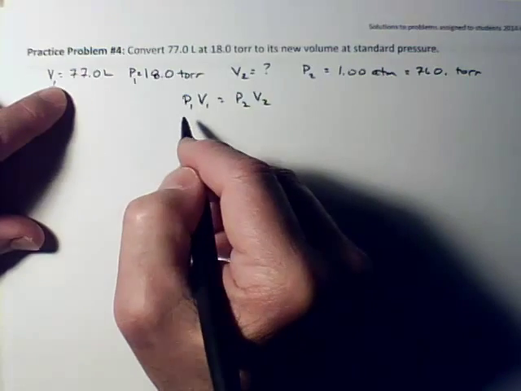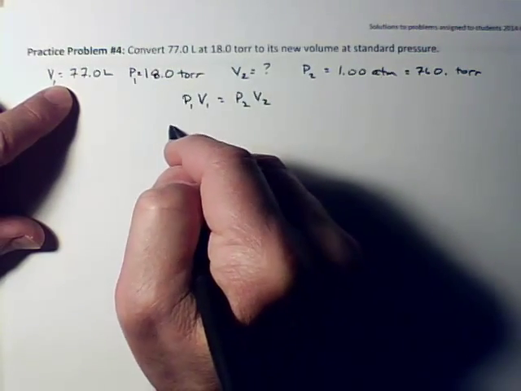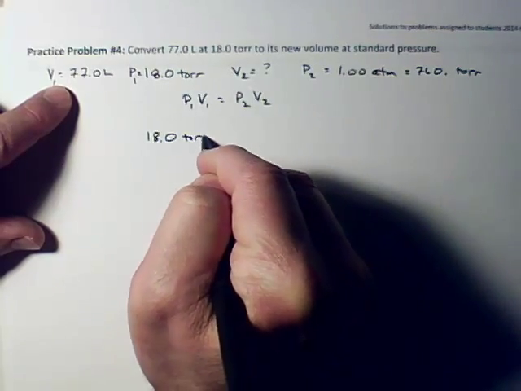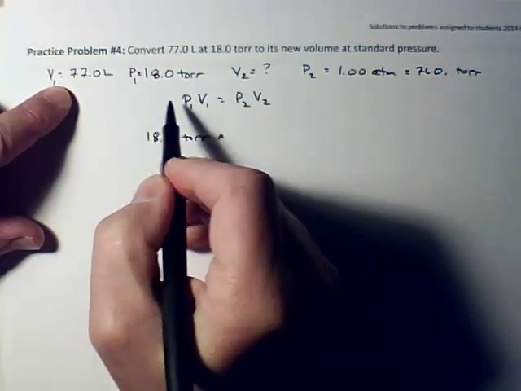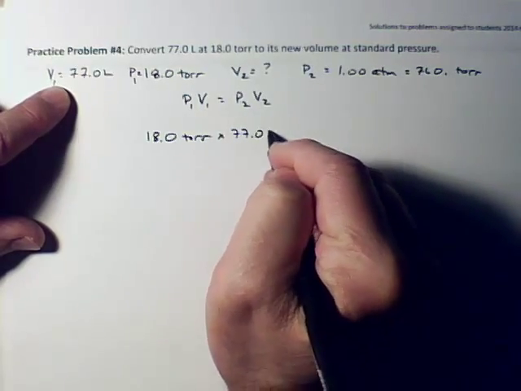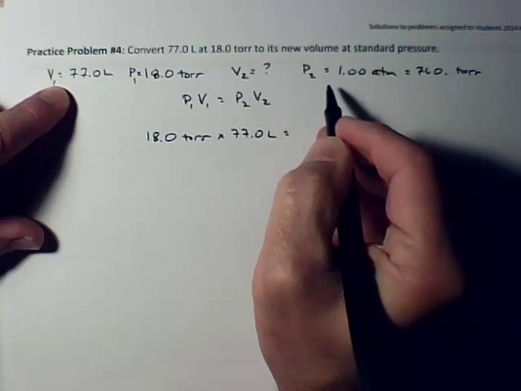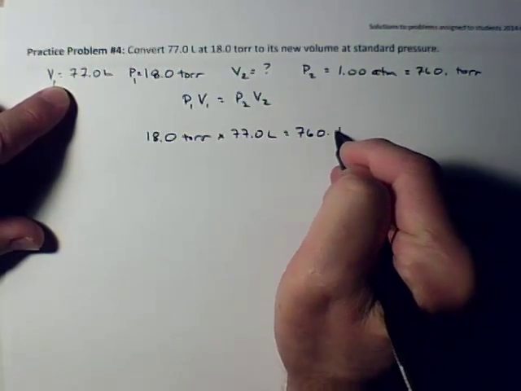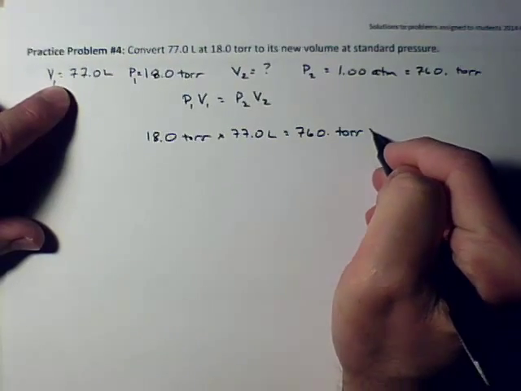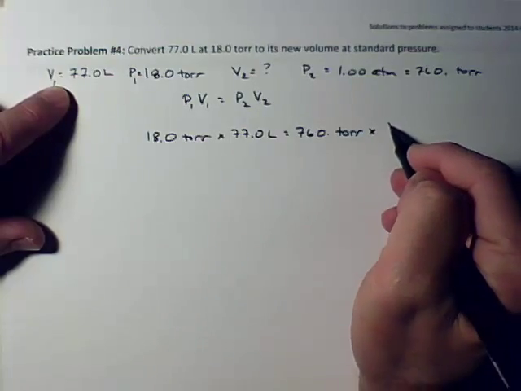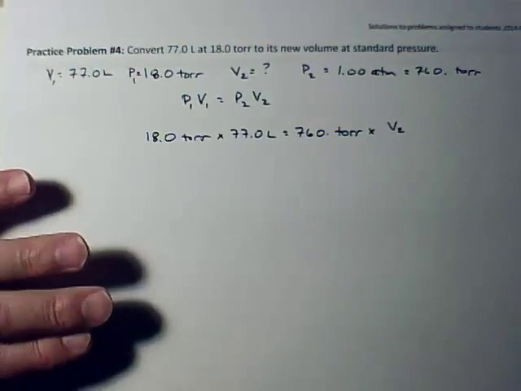Let's plug in what we've got. We've got a P1 of 18.0 torr. We've got a V1 of 77.0 liters, and that equals P2 of 760 torr times V2, which we don't know, so we just leave that symbol like that.